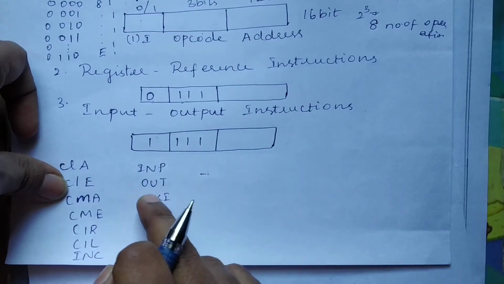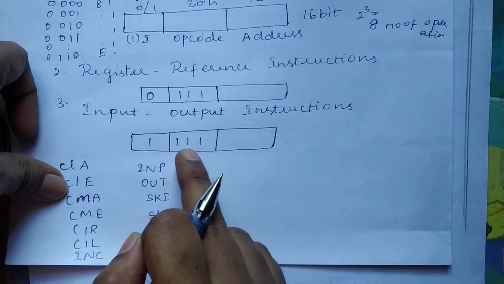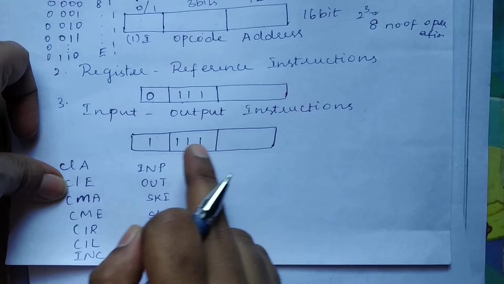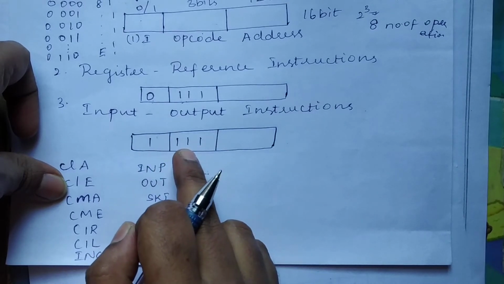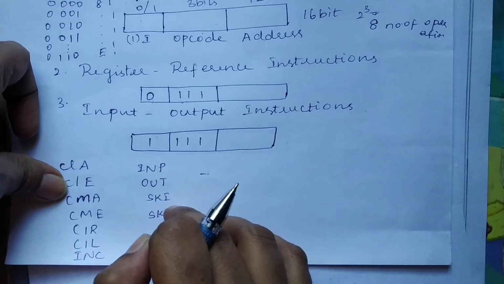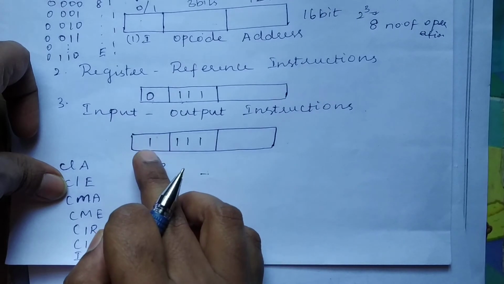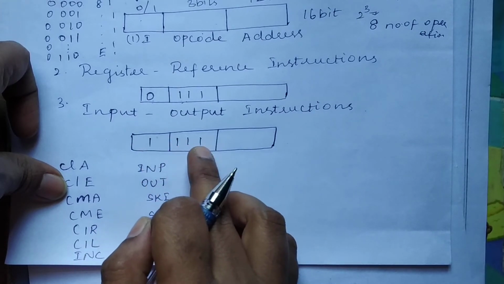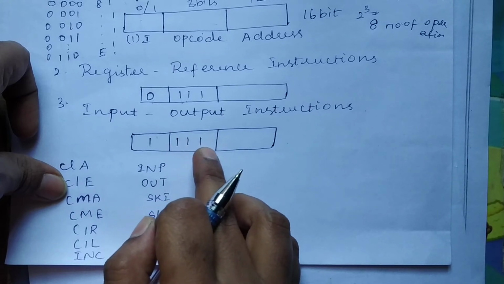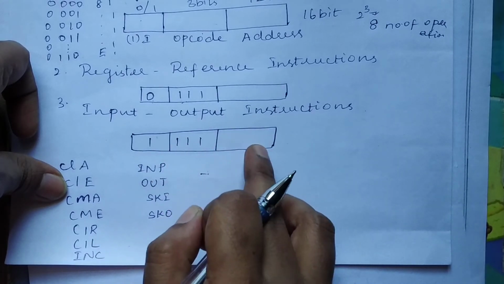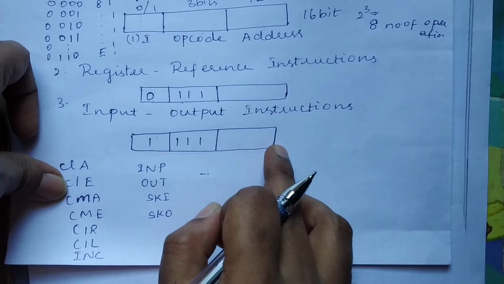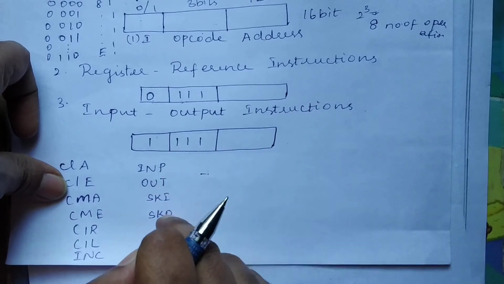Similarly, input-output instructions will also be executed based upon the values we provide for the address part, and the remaining 4-bit values are the same for all the input-output instructions. Here the I value is 1. It remains constant, and the remaining 3 bits are also constant, that is 1, 1, 1. And this address part, which is not said to be the address part here, is this specific code used to mention which type of input-output instruction.